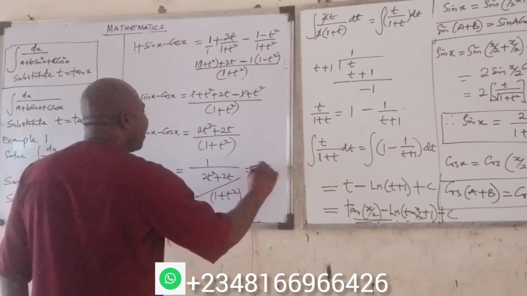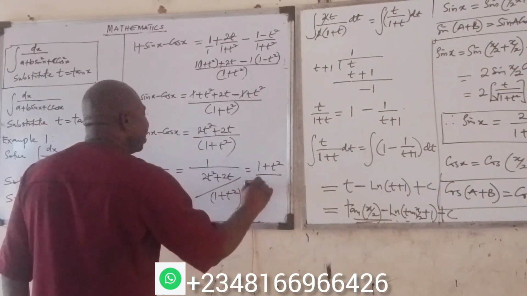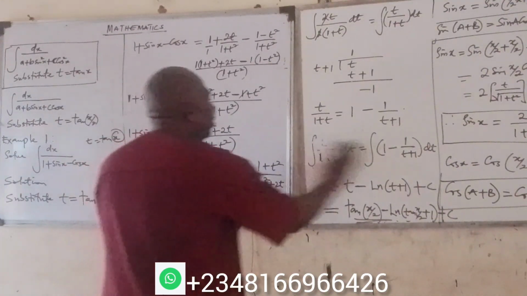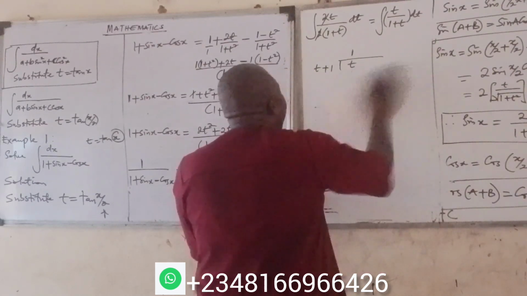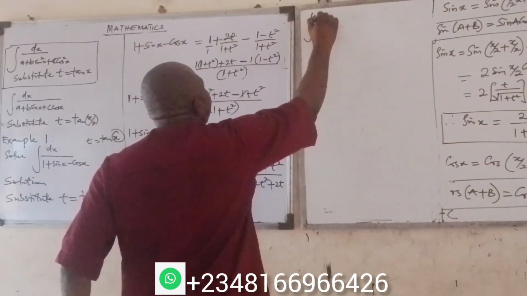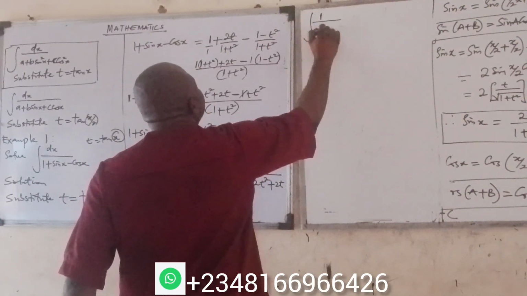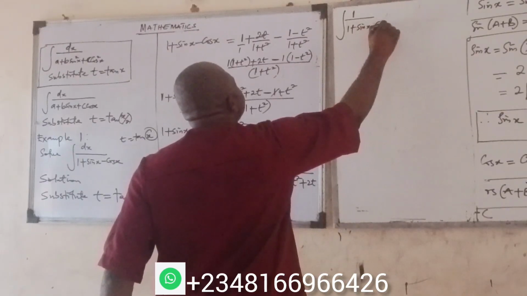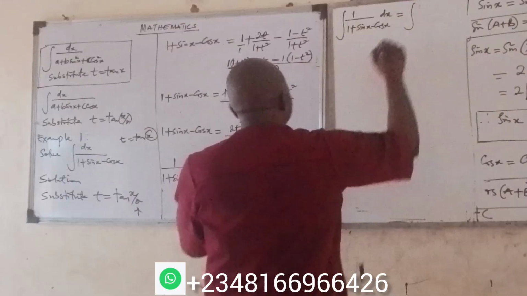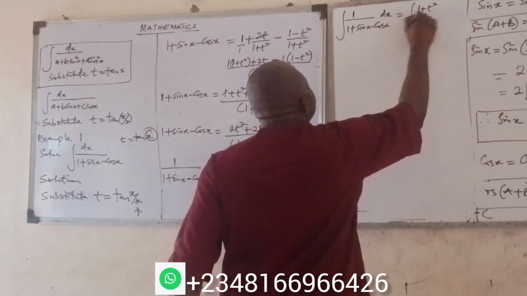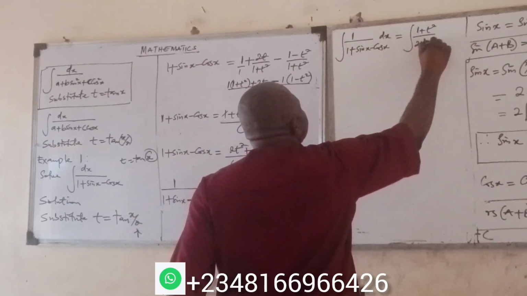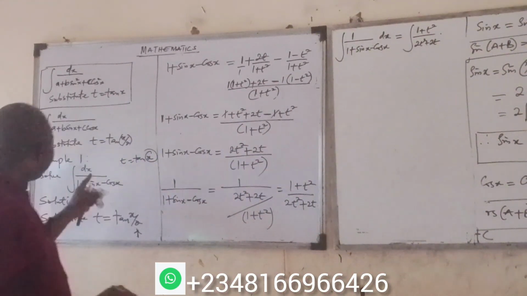Yes, the whole of this now will be (1 + t²) all over 2t² + 2t. So it means here we'll have the integral of 1 all over 1 + sin x − cos x dx equal to the integral of (1 + t²) divided by (2t² + 2t). Then now the value of our dx.